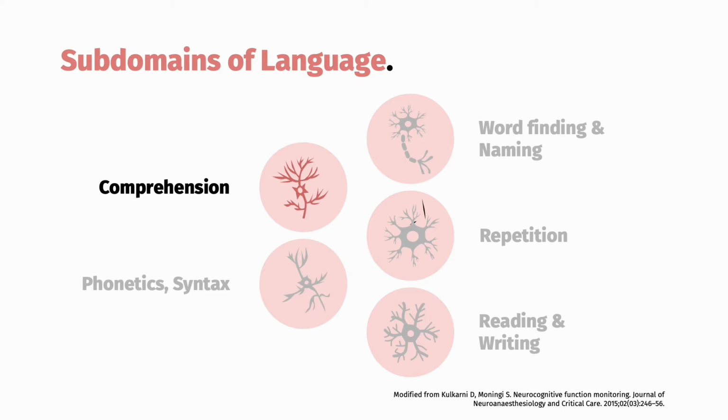Focusing on the language domain, previous studies on language decline in elderly show that word finding and naming were the first subdomain to decline, while other language subdomains are mostly preserved in healthy aging. However, comprehension is believed to be interfered by sensory function decline, which leads to communication mistakes, even in healthy aging brain. The other subdomains of language are repetition, phonetics and syntax, reading and writing.